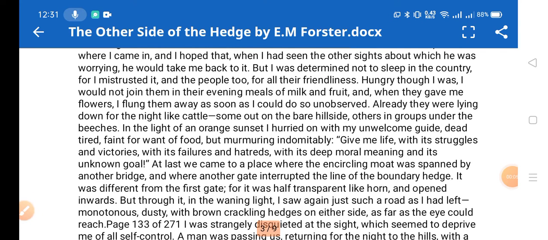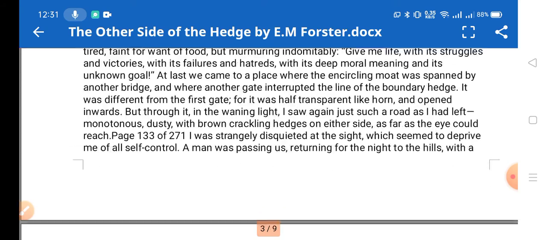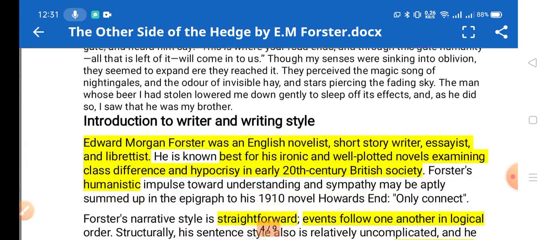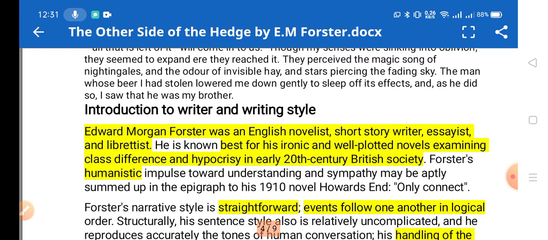Today in this video I am going to discuss the short story The Other Side of the Hedge by E.M. Forster. In this video I'll discuss an introduction to the writer, his writing style, a summary of the short story, themes, symbols and character analysis. So let's begin the video. This is the text of the story, and we'll move to the introduction to the writer and his writing style.